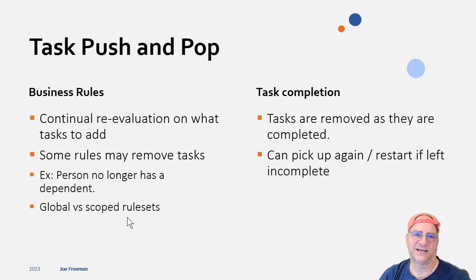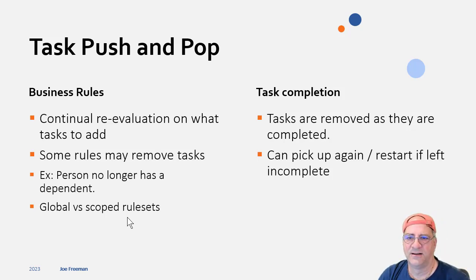So basically the tasks do push and pop. There are business rules that continually reevaluate what tasks need to be added, and that can be a general set of rules, not in each subsection. And some rules may remove tasks, right? I no longer have a second dependent, so there's no reason to go through D2, person 2. And the rule sets may be global or scoped. I've seen it both ways. But basically, you remove the navigation rules, right? Or you remove the data collection macro rules from the detail rules.